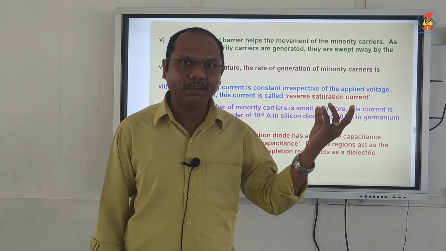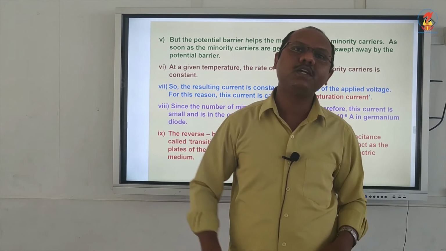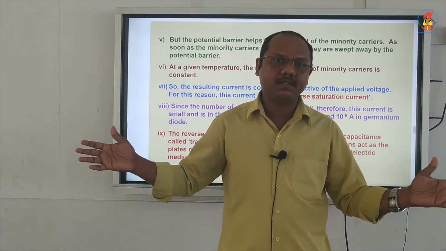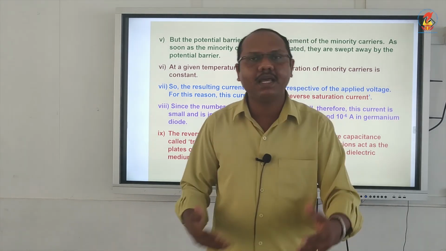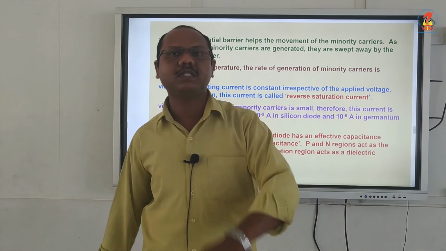Some device, if it is a bulb, it will get fused. If it is a fan, its coil will get burned off. Like that, all the devices will fail if the current is more than a required limit. Here also, in a diode also, the same thing happens.